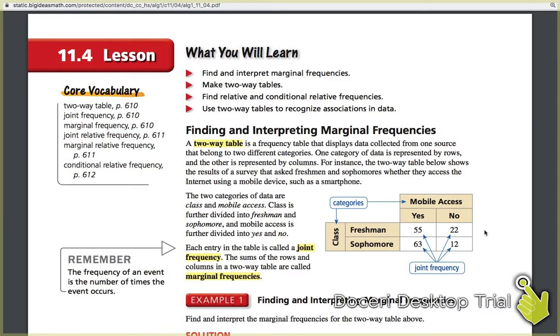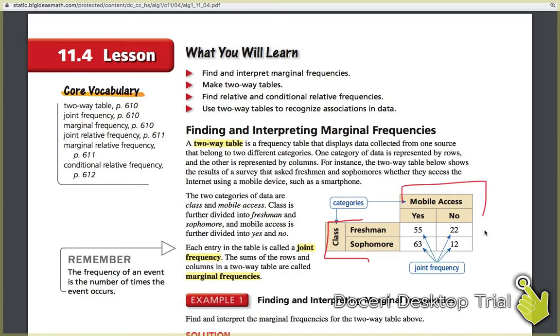In a two-way table, you've got one group of people that you're asking. So you're asking these students, do they have mobile access? Mobile access, of course, being your cell phone, whatever. But they're asking two questions. The first question they're asking is, what grade are you in? Are you a freshman or sophomore? The second question they're asking is, do you have mobile access?